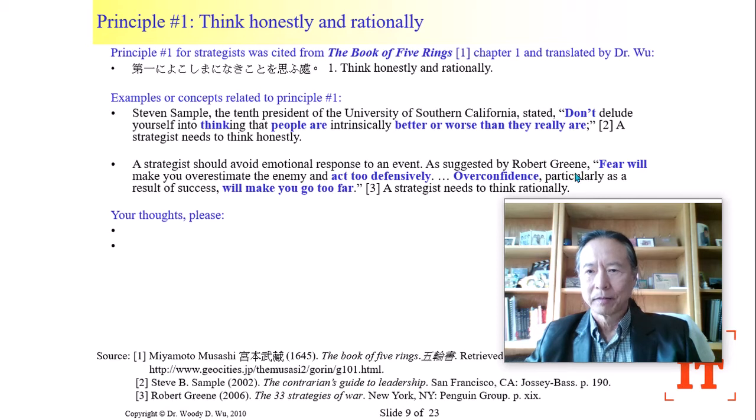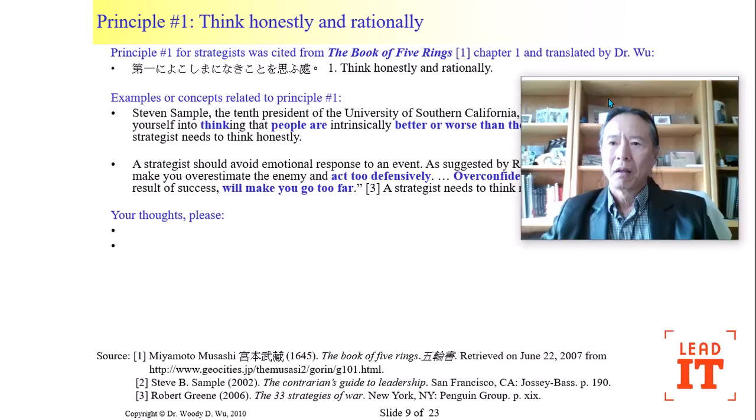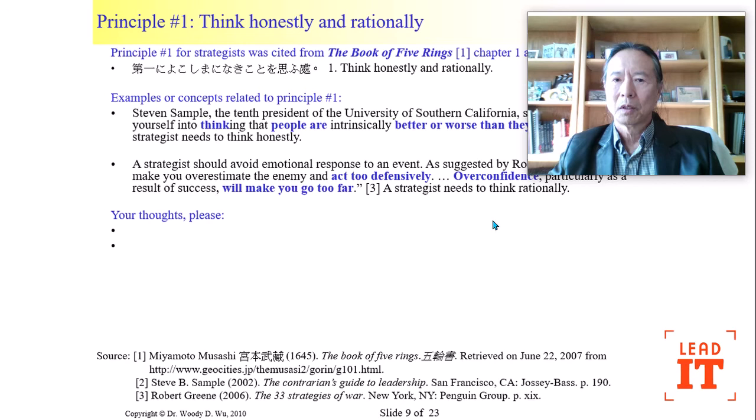Robert Greene suggested, fear will make you overestimate the enemy and act too defensively. Overconfidence, particularly as a result of success, will make you go too far. That's very, very true. Dr. Wu suggests a strategist needs to think rationally. Yes, it's very important to not overestimate or underestimate your competitors. Do not overestimate or underestimate yourself.